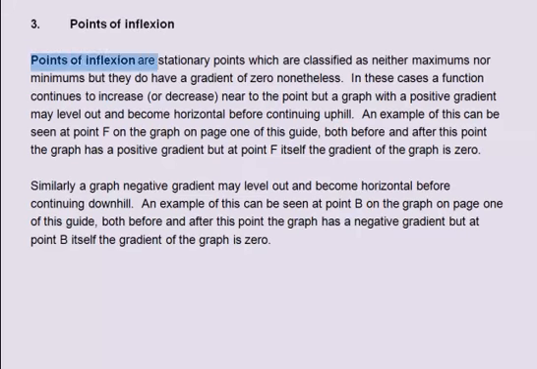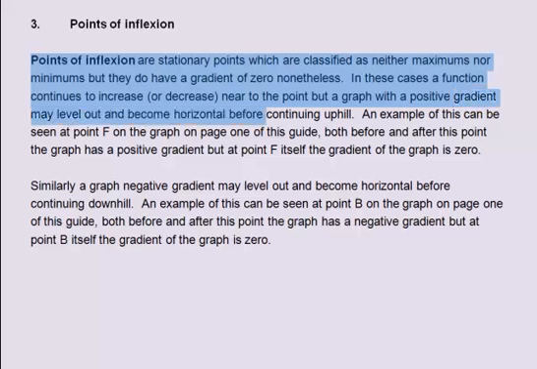3. Points of inflection. Points of inflection are stationary points which are classified as neither maximums nor minimums, but they do have a gradient of 0 nonetheless. In these cases, a function continues to increase or decrease near to the point, but a graph with a positive gradient may level out and become horizontal before continuing uphill. An example of this can be seen at point F on the graph, on page 1 of this guide.